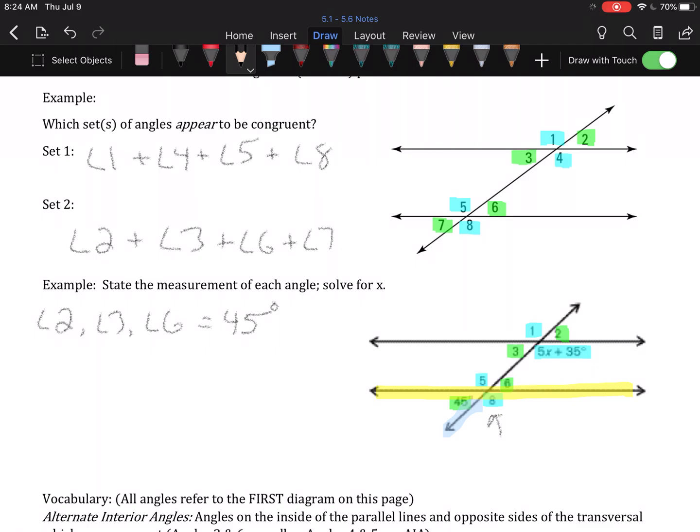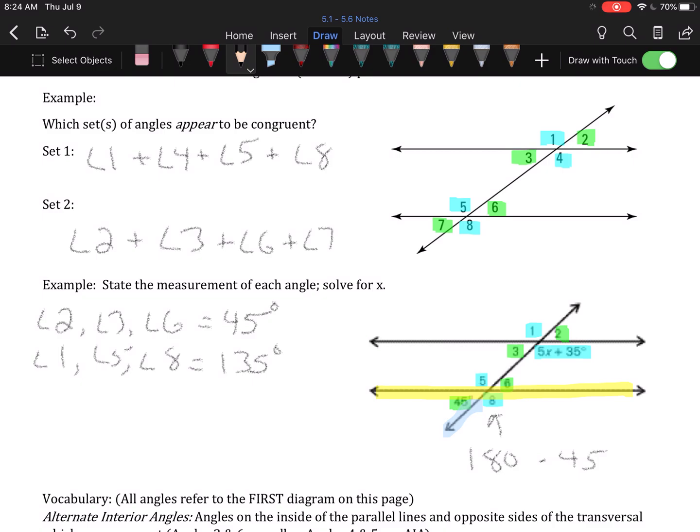So to get this angle 8, it's 180, take away the 45 we already know from the yellow line. 180 minus 45 is 135. So every blue angle is 135. So angle 1, angle 5, and angle 8 are 135 degrees.